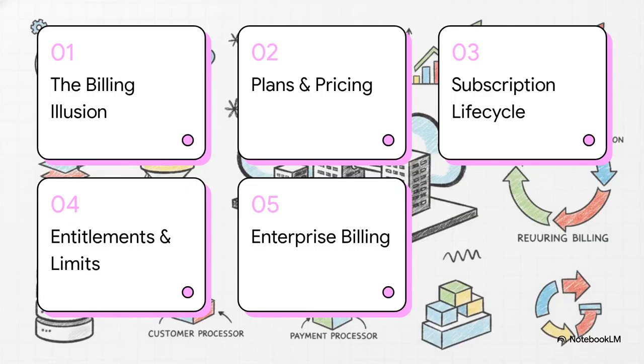So here is our roadmap for this explainer. First, we'll look at the SaaS billing illusion. Second, plans, pricing, and consumption. Third, the subscription lifecycle. Fourth, product entitlements and limits. And finally, enterprise and observability.